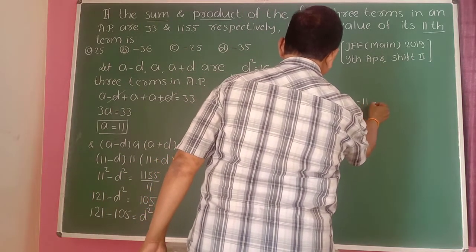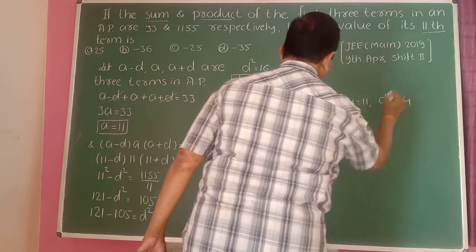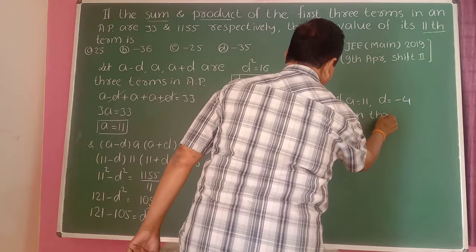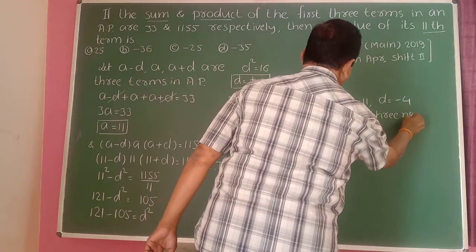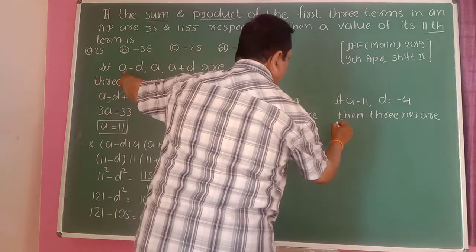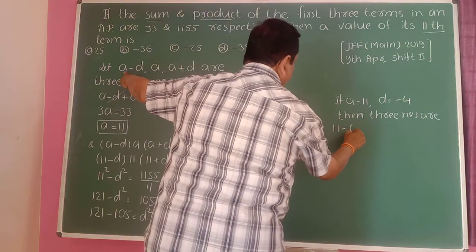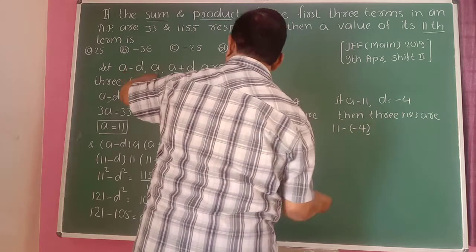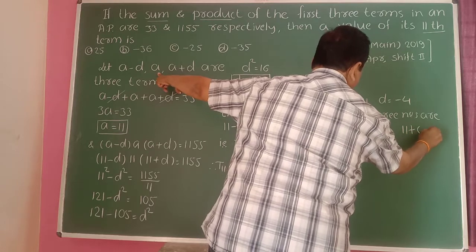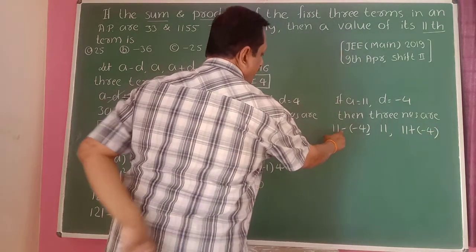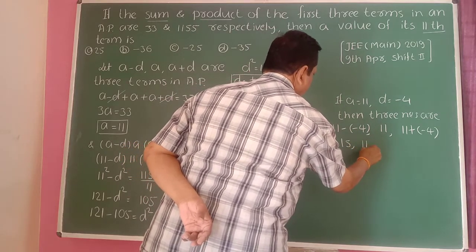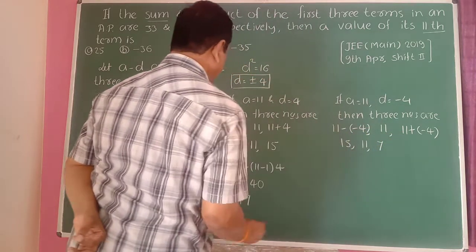Then if a is equal to 11 and d is equal to minus 4, then the three numbers are again used here. So 11 minus of minus 4, then 11, then 11 plus minus 4. So 11 minus of minus becomes plus, so it is 15. Then 11 minus 4 becomes 7.